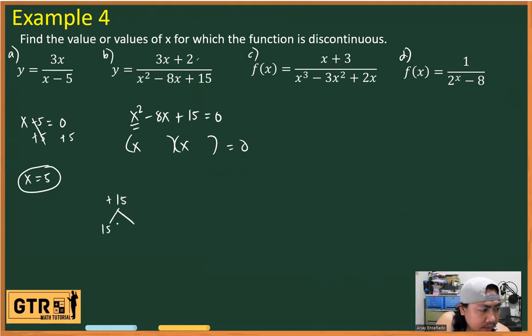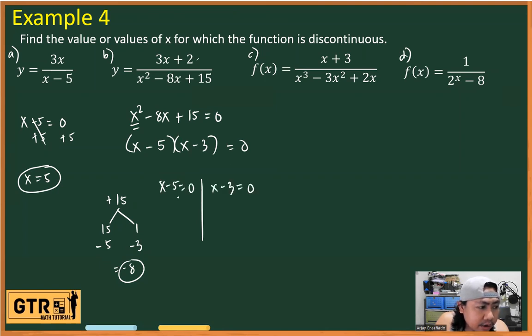So that is, we have 15 and 1. We have 5 and 3. So those are the pairs of factors of 15. So this is negative. So that means the answer is both negative. So if we have negative 5 and negative 3, the sum is equal to negative 8. So therefore, the factors of x squared minus 8x plus 15 equals 0 are x minus 5 and x minus 3. Then solve for the 0. So we have x minus 5 equals 0, x minus 3 equals 0.